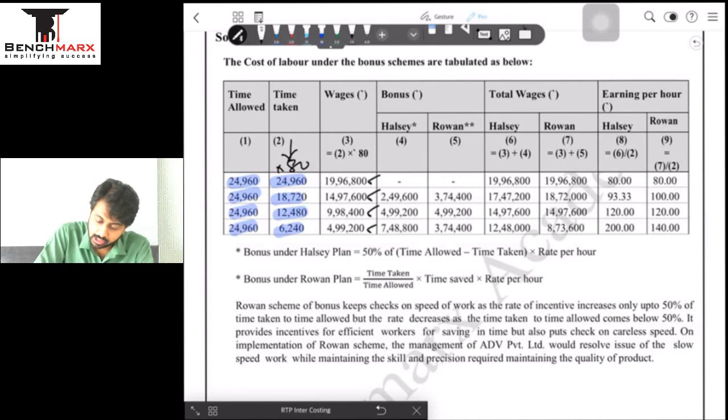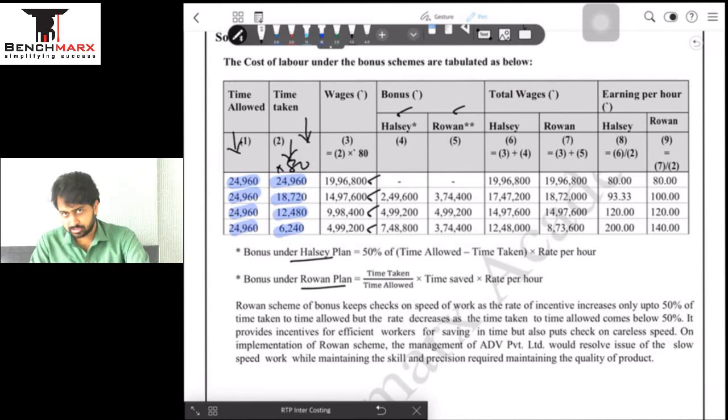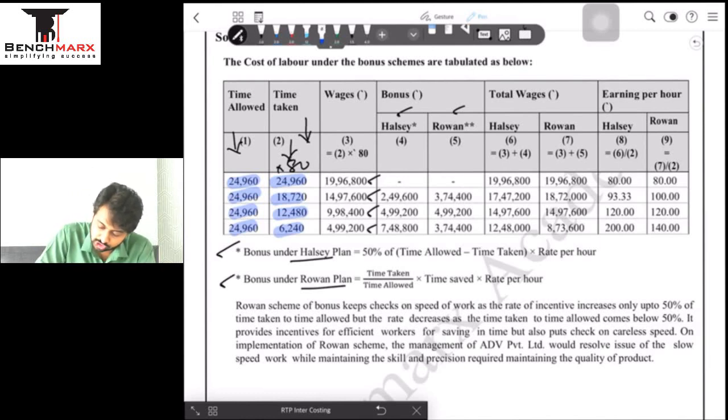basic. ठीक है. Now bonus as per Halsey and bonus as per Rowan is simply as per the formula, and the formula as per Halsey is this and Rowan is this. Basic है. So once I have time allowed in the first column, ये वाला. Once I have time taken, your second column, simply subtract both of them, I'll get time saved. And once I get time saved, apply formula 1, apply formula 2, I will get the bonuses, which is going to be this much as per Halsey, this much as per Rowan.